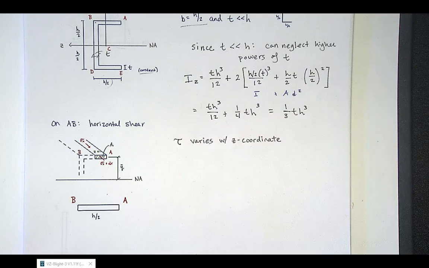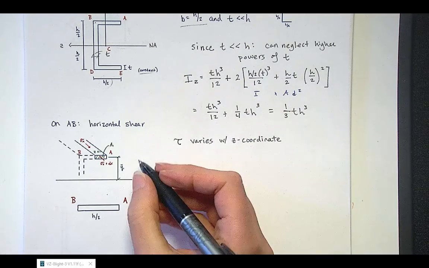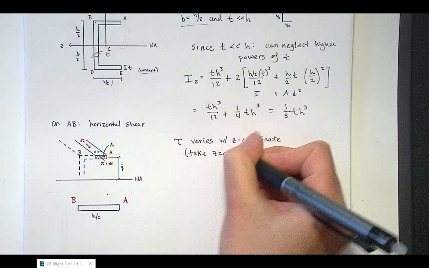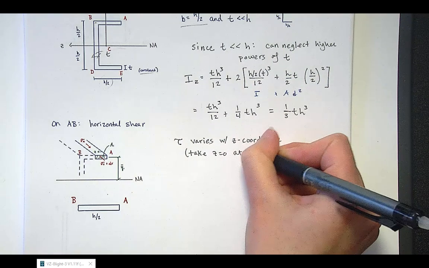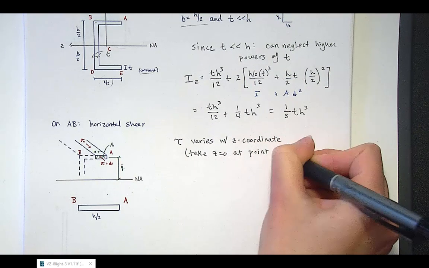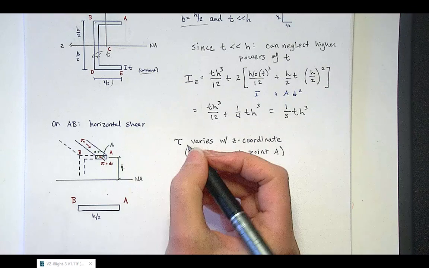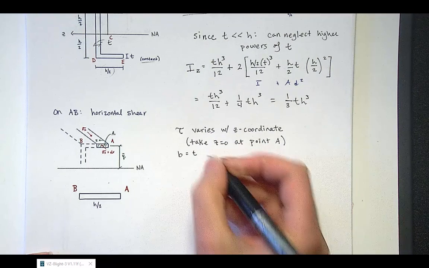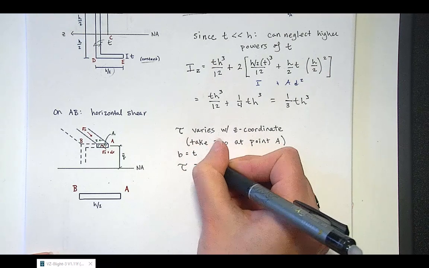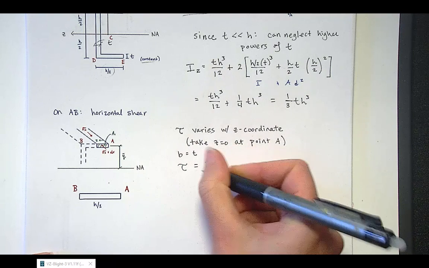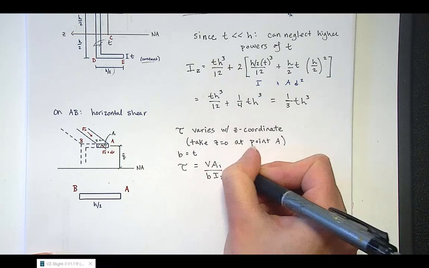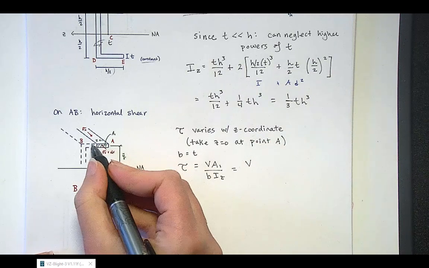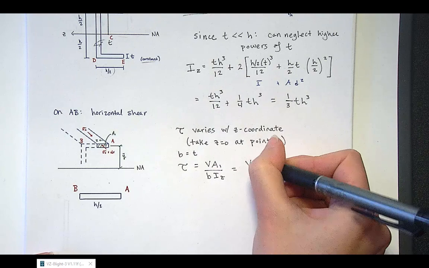Because the A that we use to calculate Q varies with that z coordinate. So we're going to take z equals 0 at point A. And we also know that B is equal to T in our equation. So we have shear stress equals V times A1 over BIZ, which is going to be V times, in this case, our A1 will be Z times T.